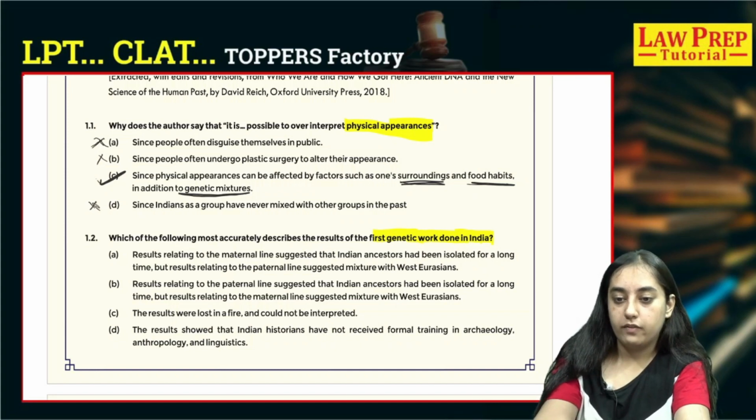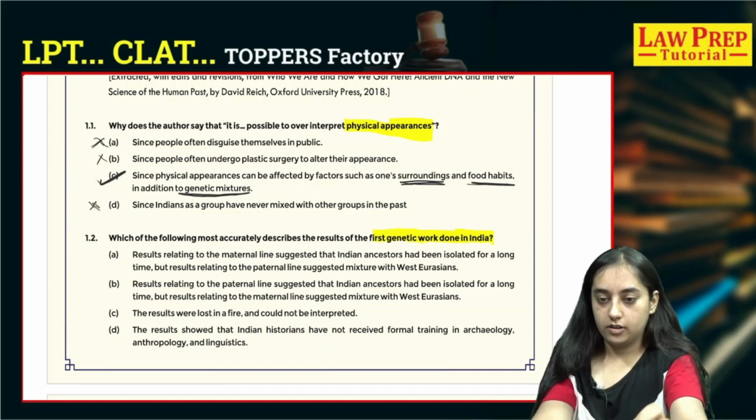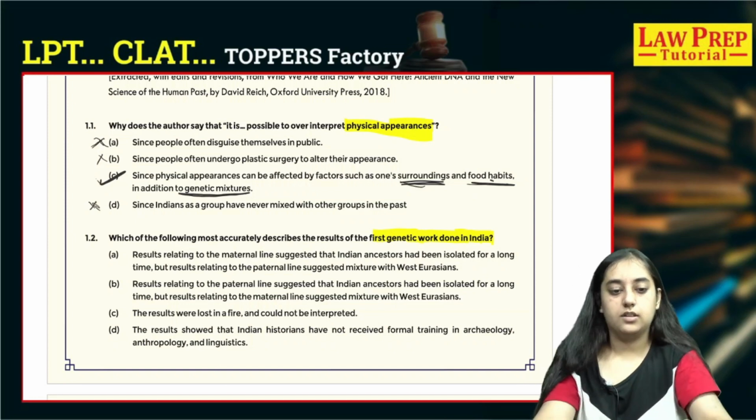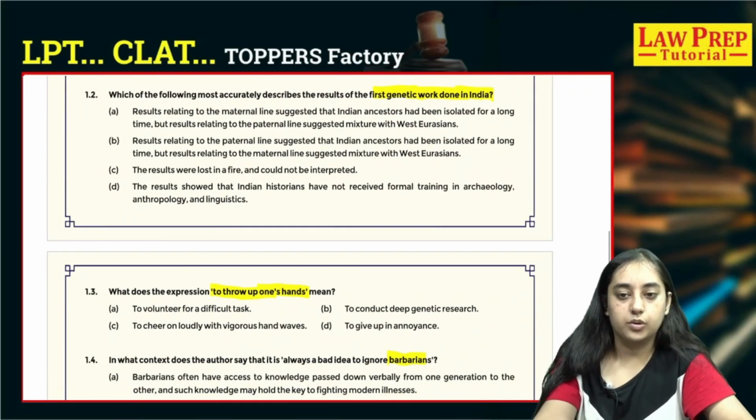Answer will be C. I hope it is understood why. I have put enough emphasis on why C should be the correct answer, because it talks about genetic mixtures, environment and diet, surroundings and food habits. Okay, so the first answer is clear. Let's move on to the second question.